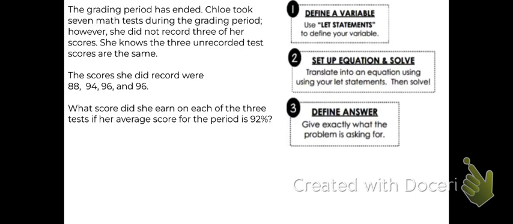So step 1, define our variable. This is usually found in the question because a variable is an unknown number, something we're trying to find out. And it says, what score did she get on each of those 3 tests, those 3 missing tests? So let's say let x equal the score on those missing tests.